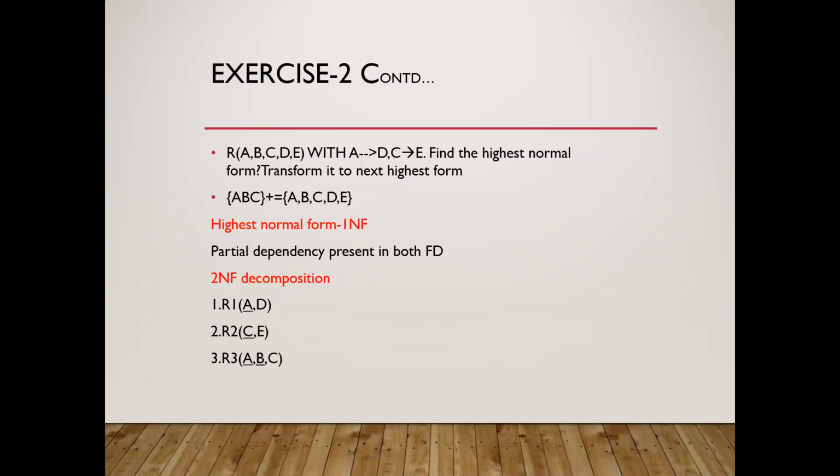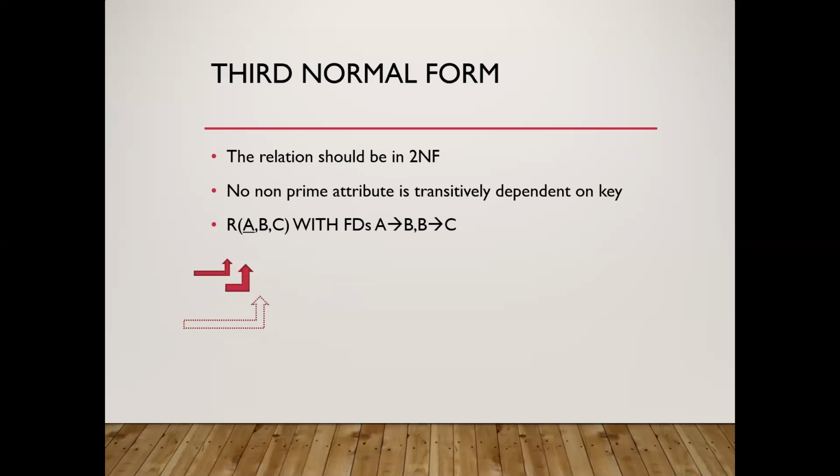So how to convert? We can put A to D in one relation, C to E in another relation, and we can combine all the three prime attributes into another relation, that is R3 with ABC. Here all A, B, C attributes are prime attributes. Now we can move on to third normal form.